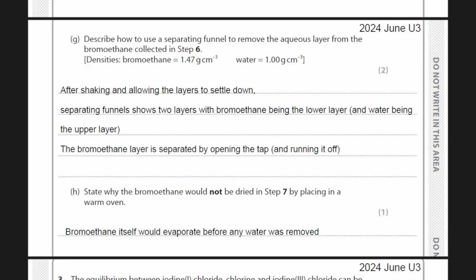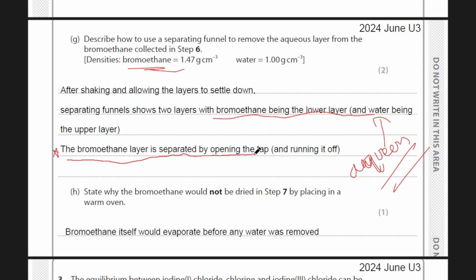Moving on, the next one, G: describe how to use a separating funnel to remove the aqueous layer from the bromoethane collected in step 6. Alright, so the density of bromoethane is 1.47 gram per cm cube, water is 1 gram per cm cube. So after shaking and allowing the layers to settle, the separating funnel is going to show 2 layers, with bromoethane being the lower layer and water being the upper layer. More specifically, in many mark schemes, you might also see the aqueous layer being used instead of water. And obviously the aqueous layer is separated by opening the tap, and it's discarded.